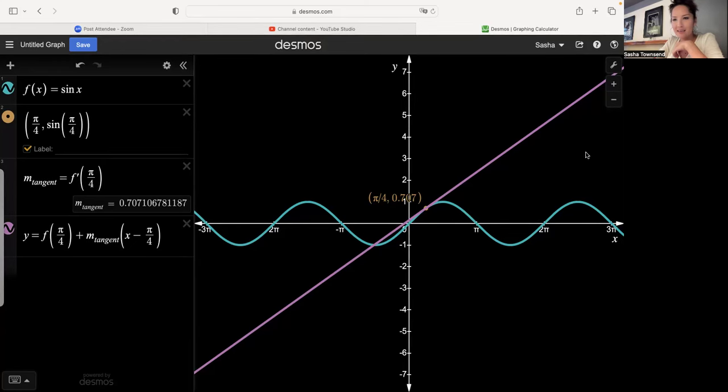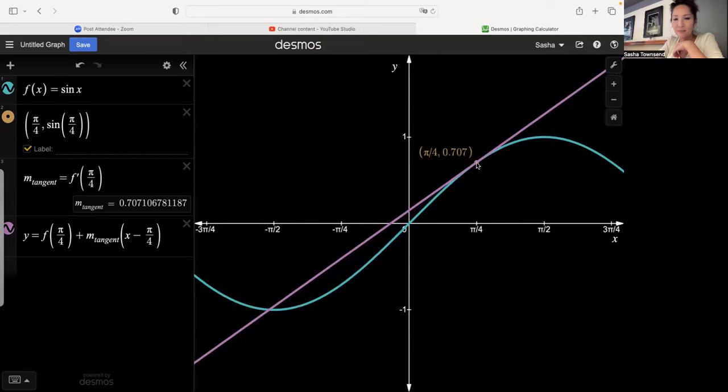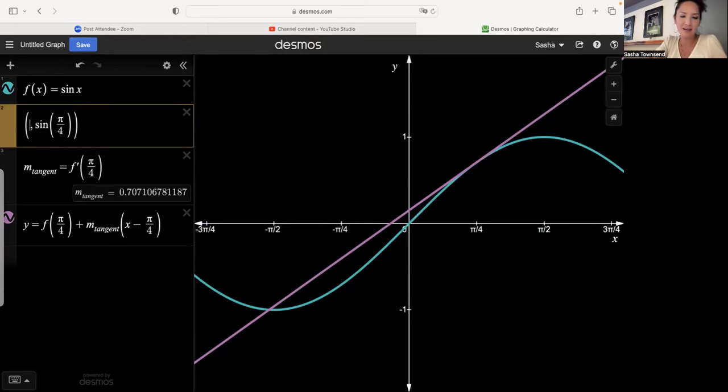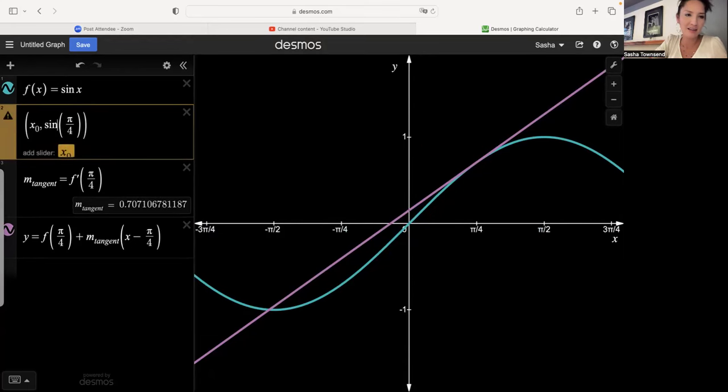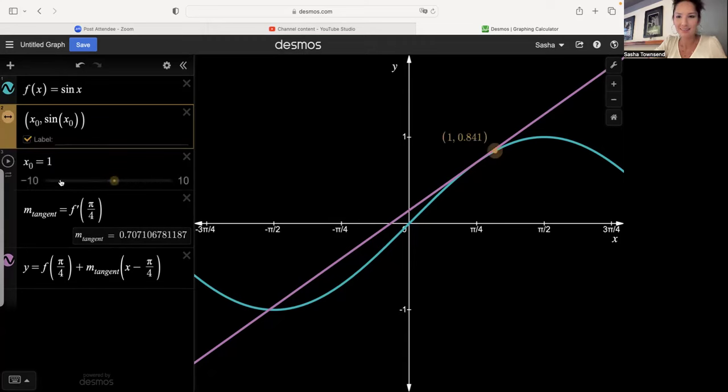So we can see, if we zoom in, that tangent line has exactly the same slope as the graph itself. And if you want, you can change this value x naught. So let's see if we can change x naught. Add a slider for x naught.